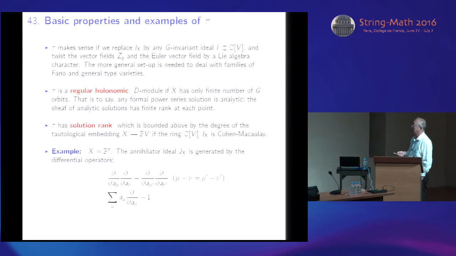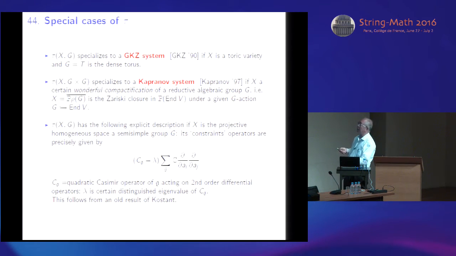If the ring is reasonably regular, this is good. So first of all, they're finite, and also we can bound the solution space. In the case of X equal to P^n, the J_X is generated by the following differential operators, which you can compute. And so we have a Veronese embedding, actually, in that case.